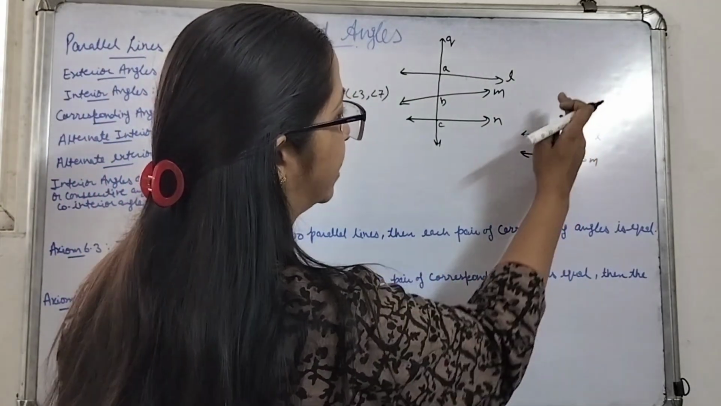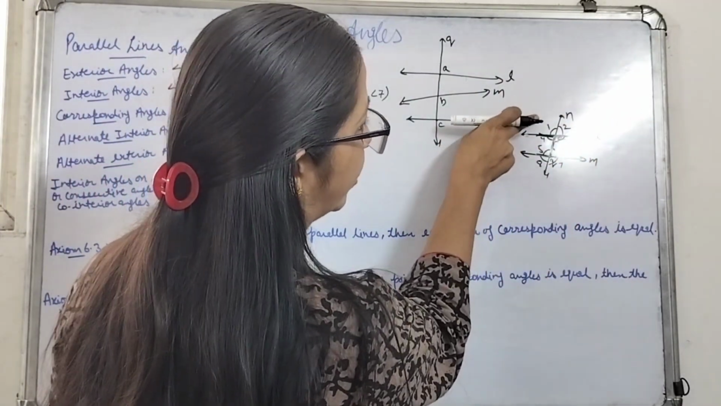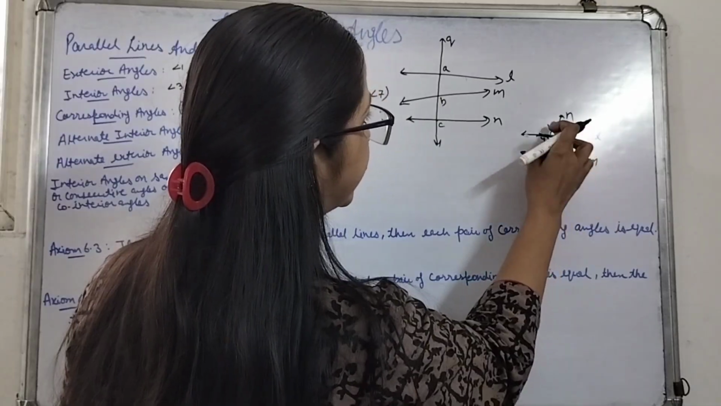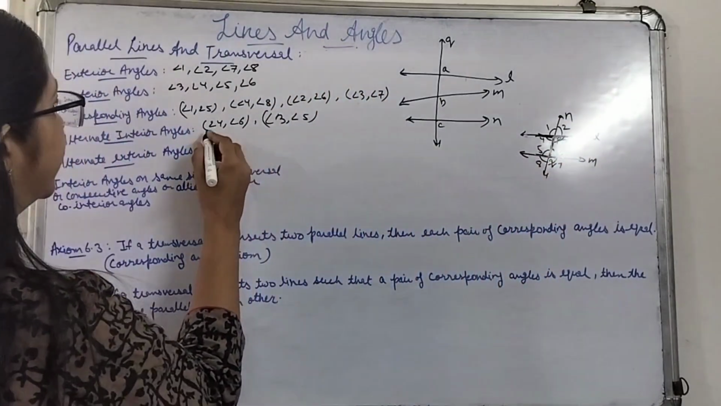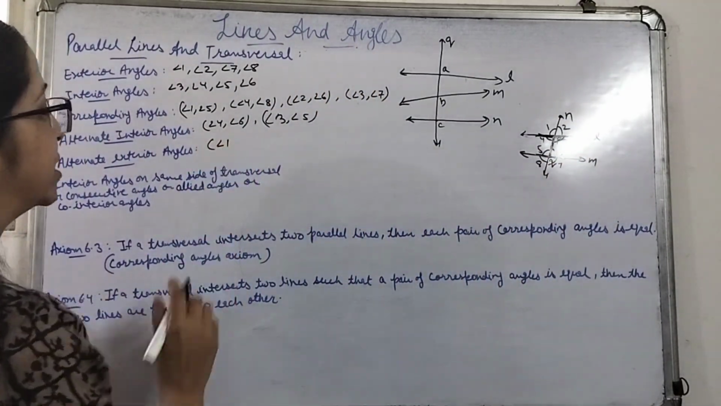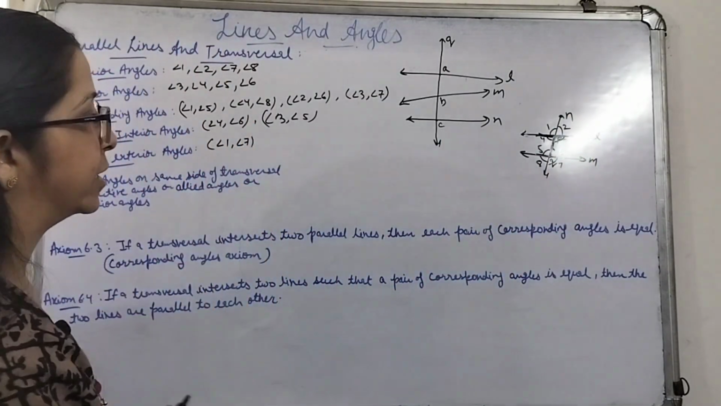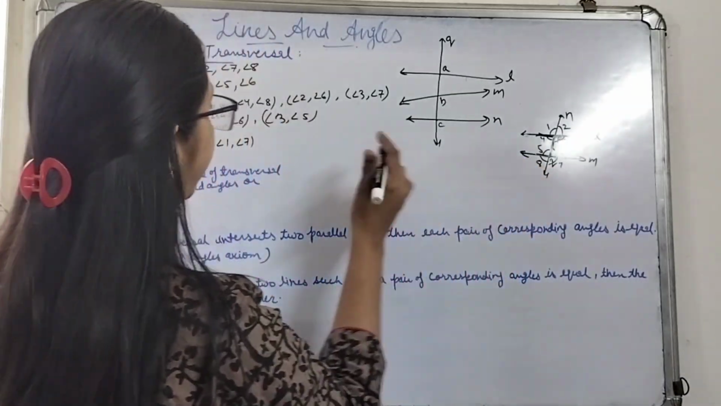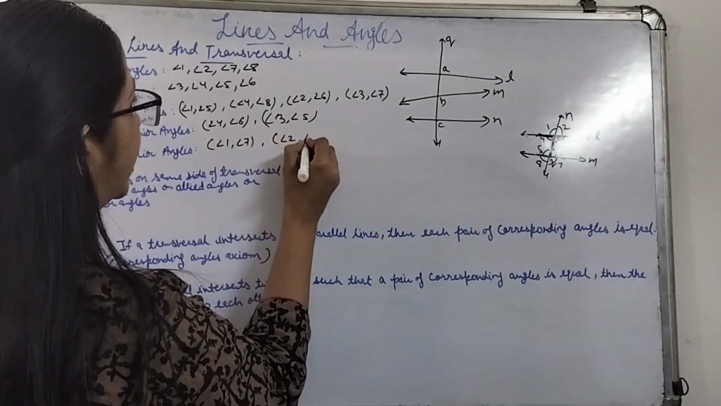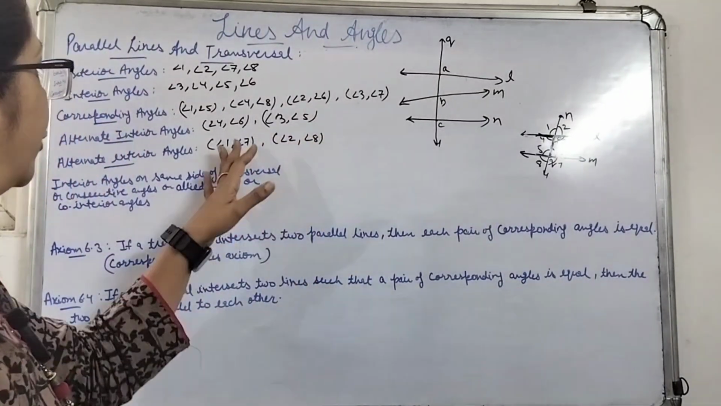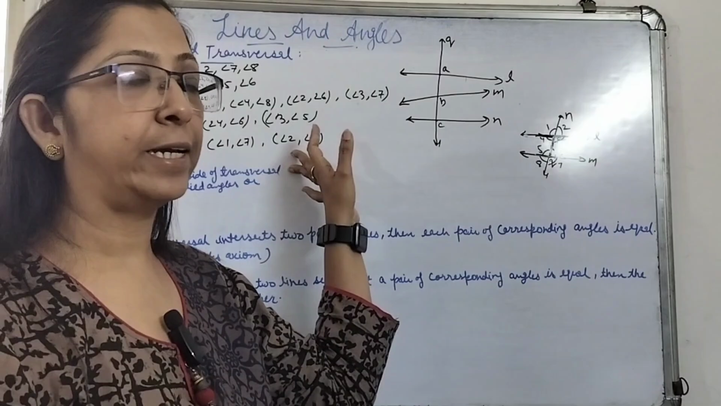Take it outside, the angles on the outside. So angle 1 and angle 7, we are making a Z, and they are on the outside, so they are alternate exterior angles. Angle 1 and angle 7 are alternate exterior angles, and angle 2 and angle 8 are also a pair of alternate exterior angles.